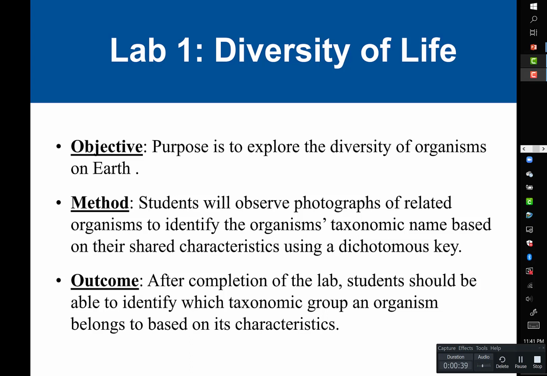The outcome, what you should walk away with after completion of the lab, is that students should be able to identify which taxonomic group an organism belongs to based on its shared characteristics. So basically, we want you to have a general understanding of how organisms are grouped and what shared characteristics they share.